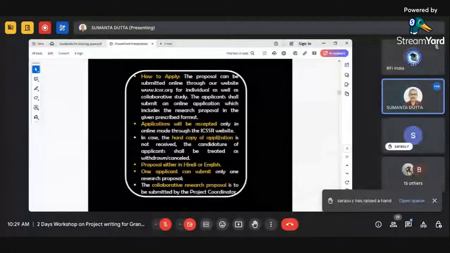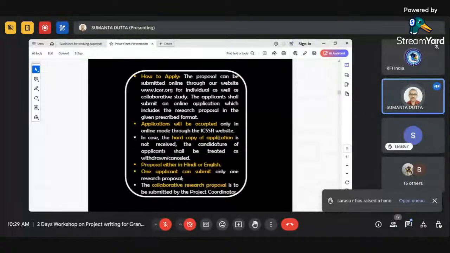You can draft your proposal in English or in Hindi. But even if it is a collaborative project, since you could collaborate with multiple project options, that is not allowed. So one applicant can submit only one research proposal. If you are a project coordinator, definitely you can submit one.